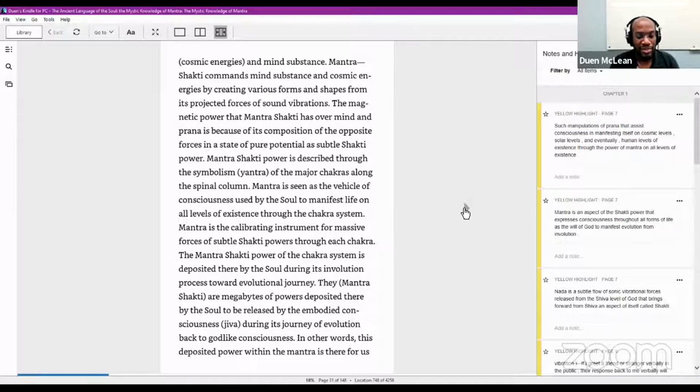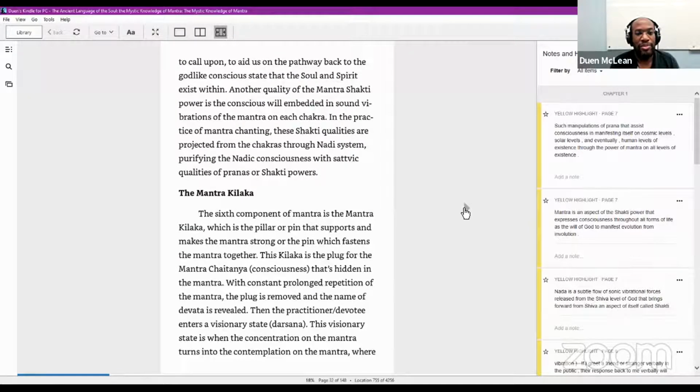The mantra Shakti power of the chakra system is deposited there by the soul during its involution process toward evolutional journey. They, mantra Shakti, are megabytes of power deposited there by the soul to be released by the embodied consciousness, Jiva, during its journey of evolution back to godlike consciousness. In other words, this deposited power within the mantra is there for us to call upon, to aid us on the pathway back to the godlike conscious state that the soul and spirit exist within.